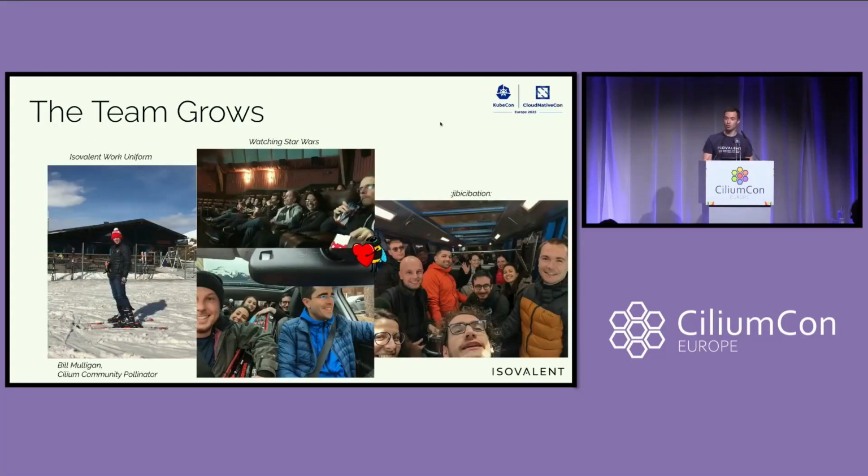The team kept growing. You see Bill, Cilium community pollinator, in the official or semi-official Isovalent work uniform, skiing. But of course, we also did other things. We watched Star Wars. We did cross-country skiing and so on. So lots of fun being had while we grew the company.